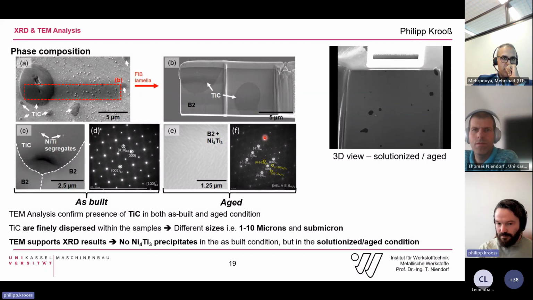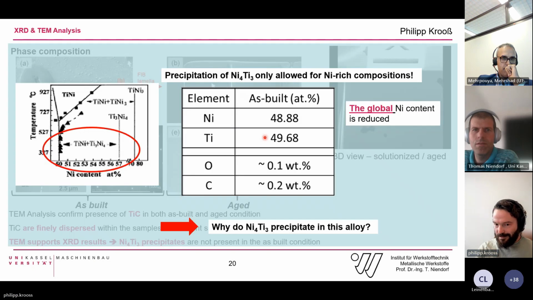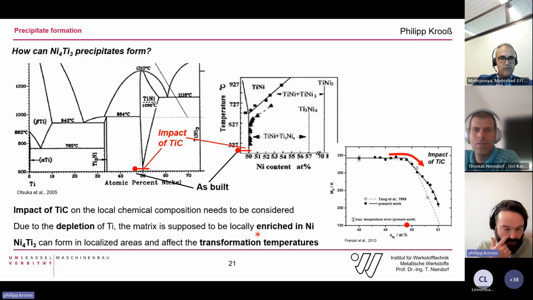So does anyone spot the mistake? In the beginning, I said we lost 2% of nickel. So how can this Ni4Ti3 precipitate build? This shouldn't be possible, because we need a nickel-rich composition in order to form these Ni4Ti3 precipitates. So when we wrote the paper, we were arguing what could be the reason for this. And we finally came up with an idea.